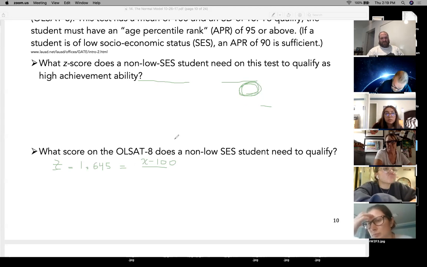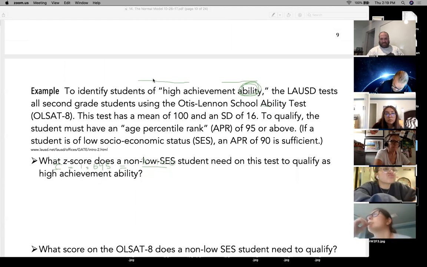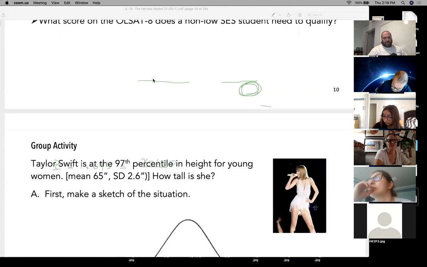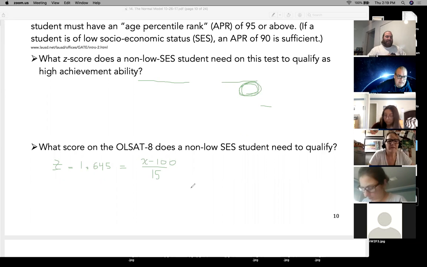Wait, they gave me the standard deviation. They literally said what the standard deviation is. What is the standard deviation? 16. Just making sure you're paying attention, Professor. I appreciate that. So Z equals X minus the mean over the standard deviation, X minus 100 over 16. The standard deviation is 16, sorry.